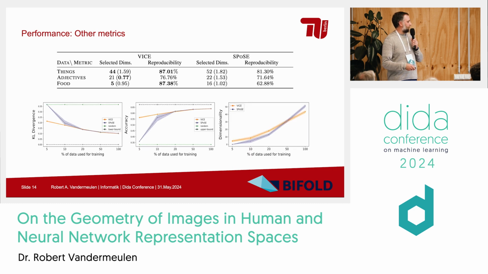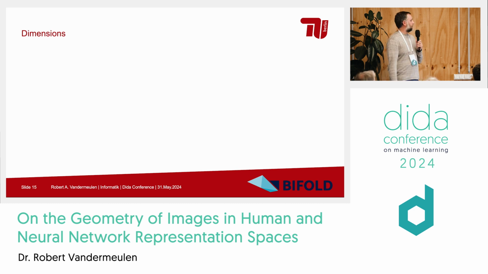And the best thing Weiss is good at is sample efficiency. If we only use 5% of the things data set, SPOS basically doesn't work at all, and Weiss works pretty decently. So this is just accuracy here, and there's the upper bound. So it's sample efficient. That's nice.